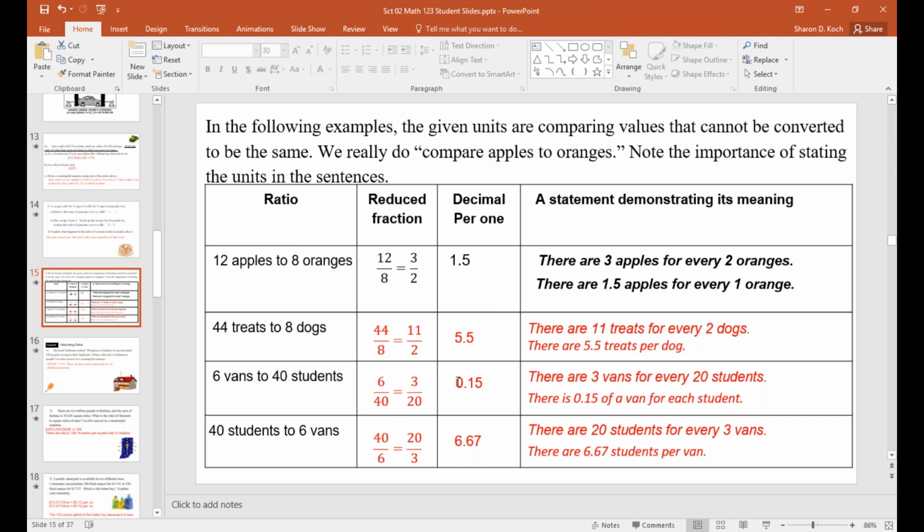Okay, and then you can take a look at the ones with the dog treats and the students here. Notice these last two, they worded it in a different way. And when it's worded in a different way, you get a different answer because there's a comparison in a different manner. So take just a moment to write those down.